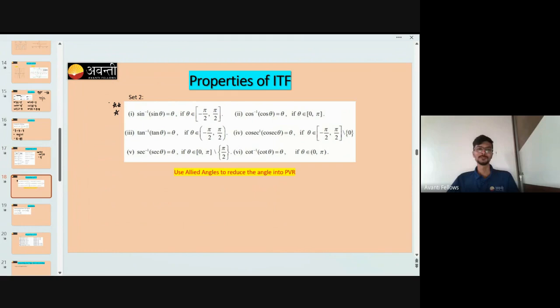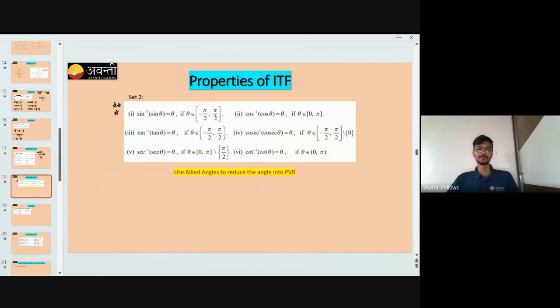This property says that if somewhere I get sine inverse of sine theta, then I can write that as theta. Basically, I can cut sine inverse and sine, and all I'll be left with is theta. But I can use this only if my theta is in PVR. For sine inverse, the PVR is minus pi by 2 to pi by 2, which is the first and fourth quadrant.